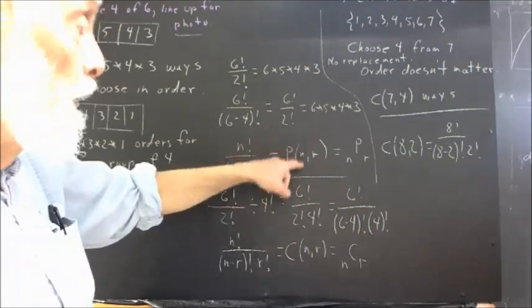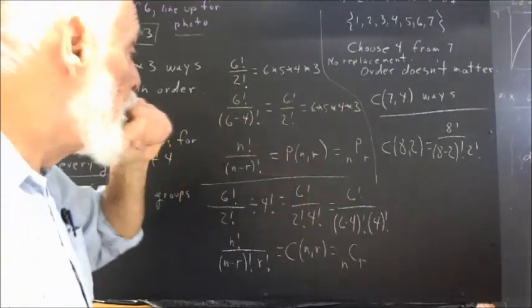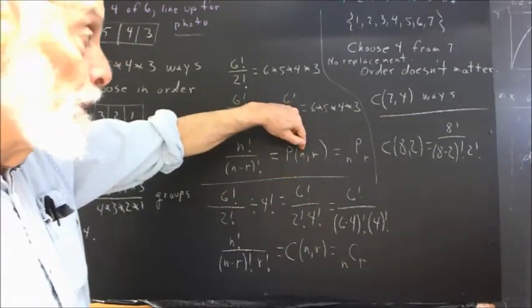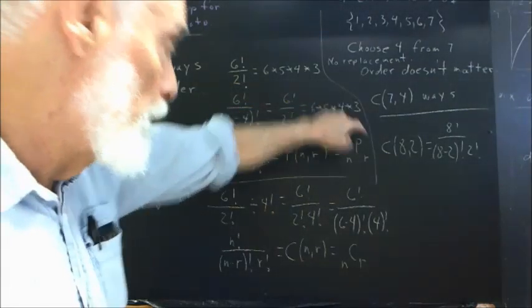the number of permutations of r objects chosen from among n without replacement, and this notation also.